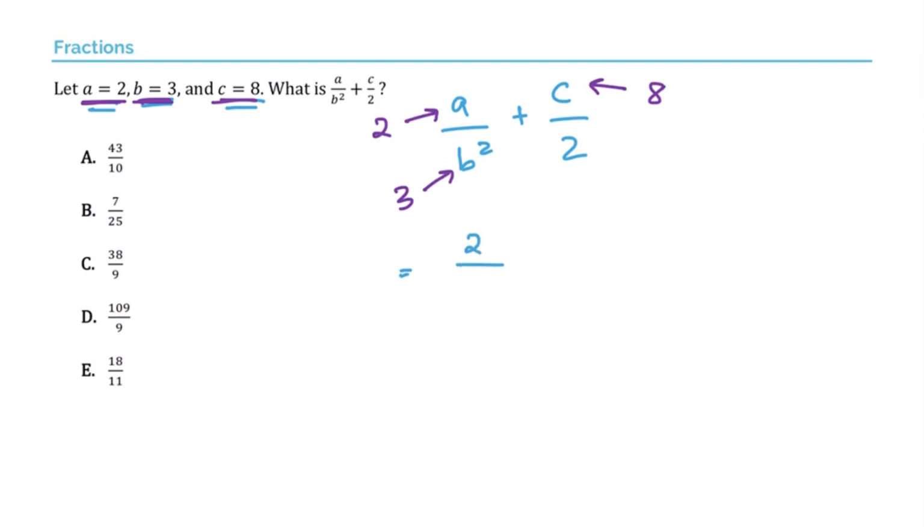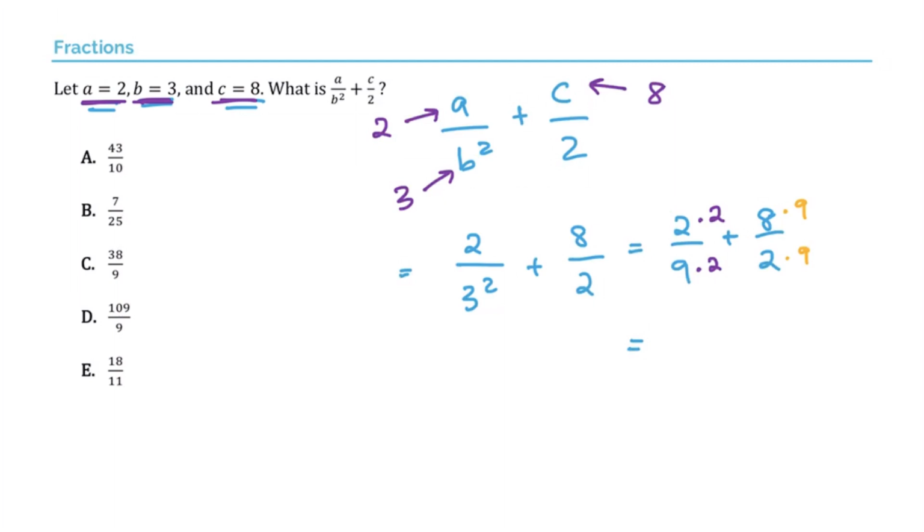We end up with 2 on top over 3 squared plus 8 over 2. So that's the same thing as 2 over 9, right? I changed that 3 squared to a 9, plus 8 over 2. So for us to add these fractions together, remember we have to find the smallest number that they both go into, which is going to be 18. So with the 9 to get to an 18, we're going to multiply by 2. And from the 2 to get to an 18, we're going to multiply by 9.